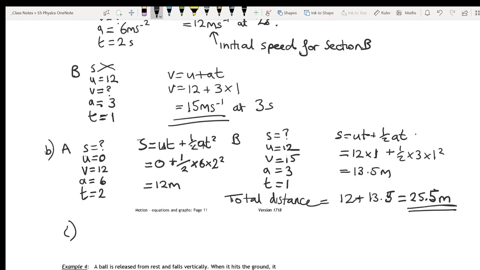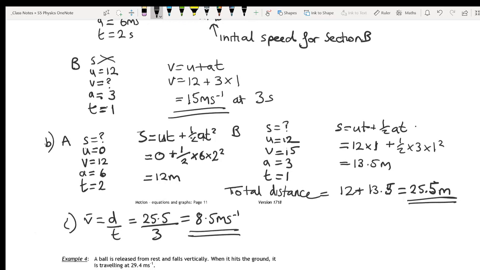And for part C, you don't need much space for this one. The average speed of the object is just distance divided by time. So everyone okay with these? Getting a little bit more complicated.